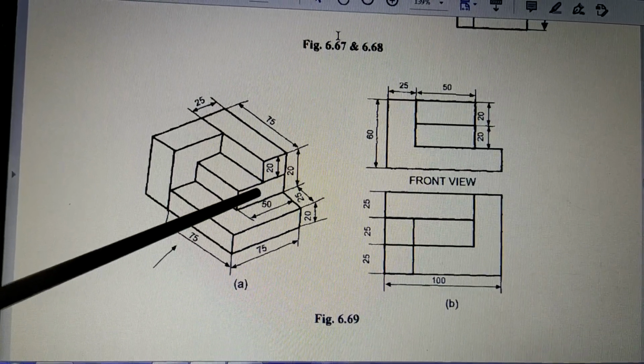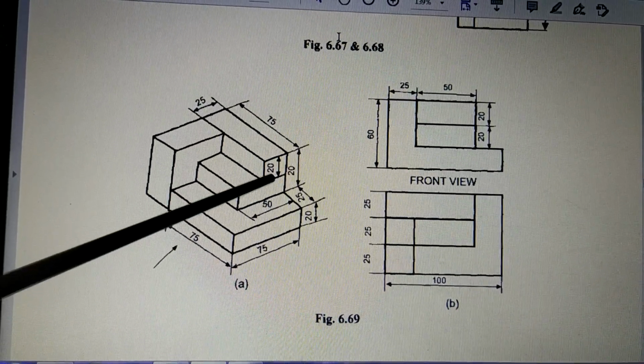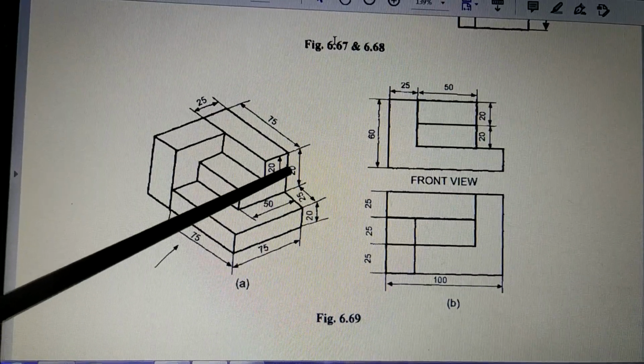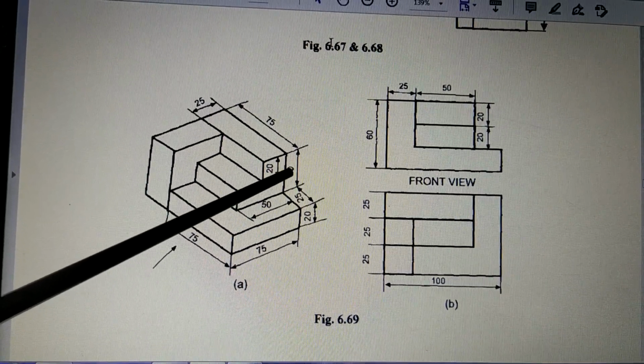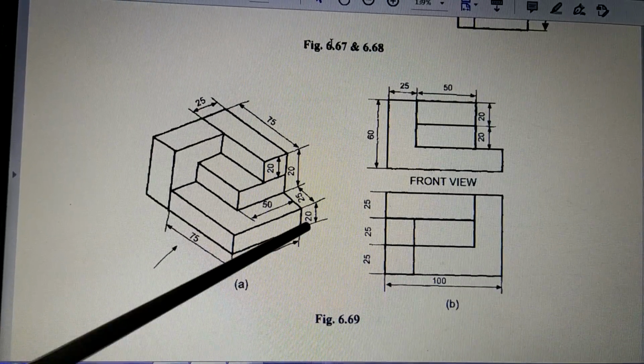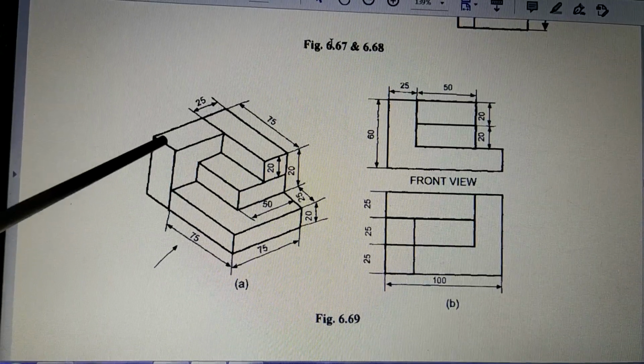No, this should be 40. See, this is 20. How can this be 20? This also is 20. This is 20. This is also 20. So the total is 40. So again, mistake is here. Make this as 40. Consider this as 40. So 20 plus 40, or 20, 20, 20, total 60. So the height is 60. So 100 by 60, that is the overall size.